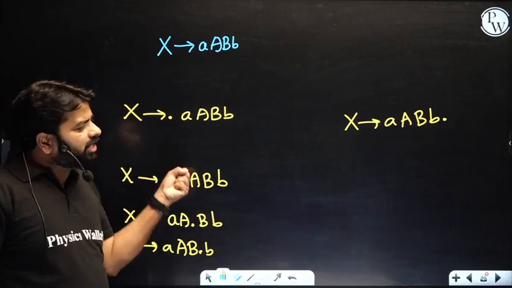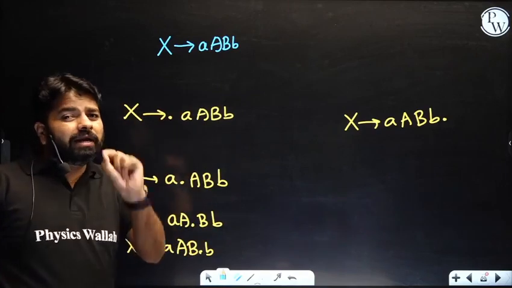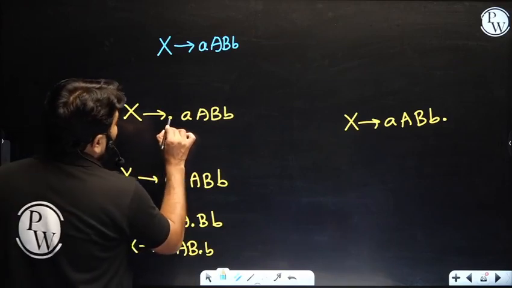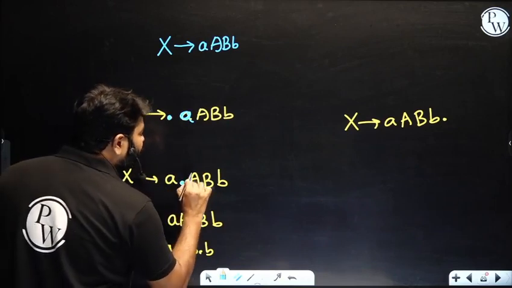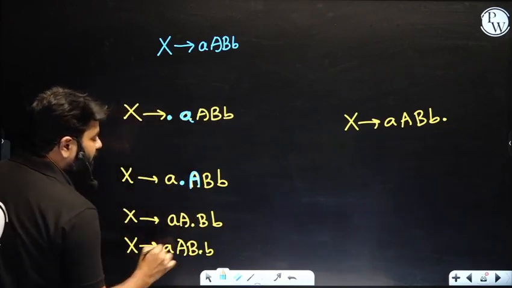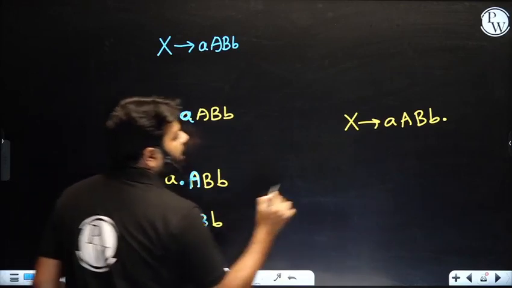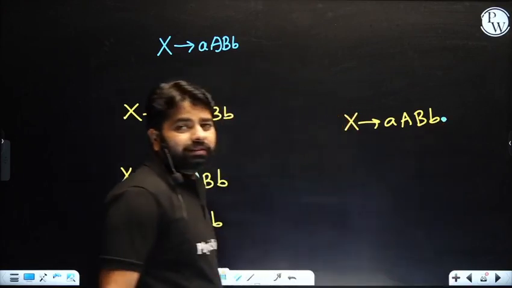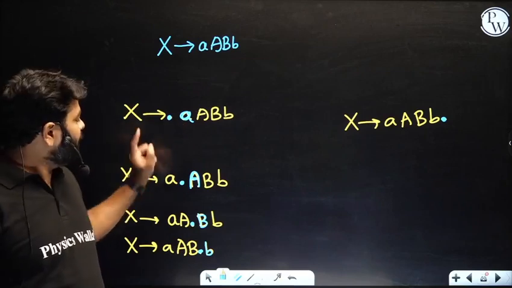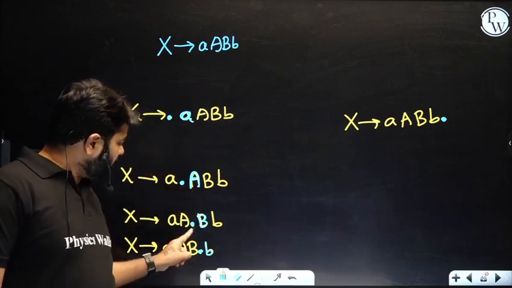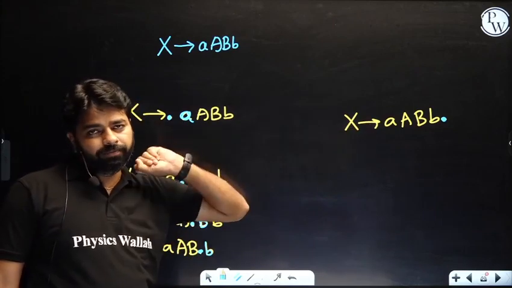Now, what is each item called? Anyhow, it is an LR0 item, but based on the status, you can keep the name. See, after the dot, who is there? A. After the dot only, we never look at before the dot. After dot, who is there? A. After dot, capital B. After dot, small b. After dot, no one. Speak again. After dot, who is there? Terminal. After dot, non-terminal. After dot, non-terminal. After dot, terminal. After dot, no one.